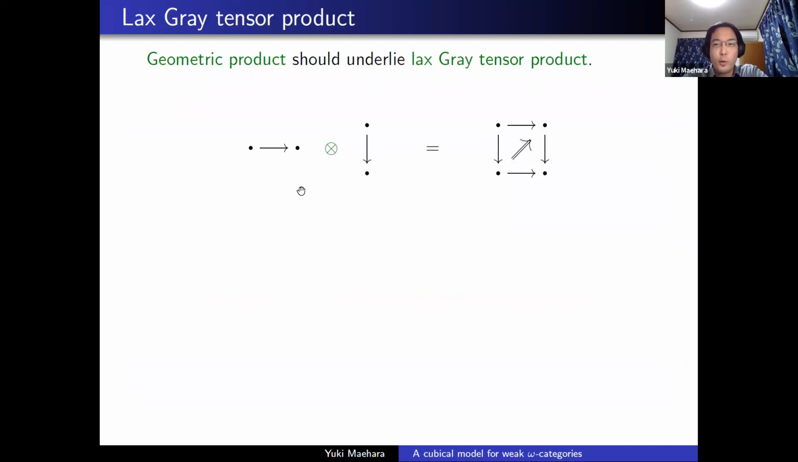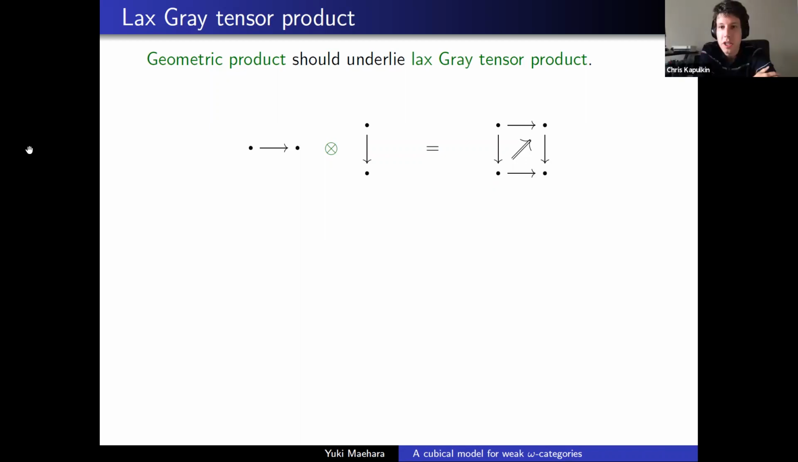We want some analog of the M cube tensor N cube is M plus N cube. And the geometric product does precisely that. So in some sense, this geometric product is the Lax Gray tensor product, or well, it should be. But this is not the whole definition because now we are in the category of marked cubical sets.